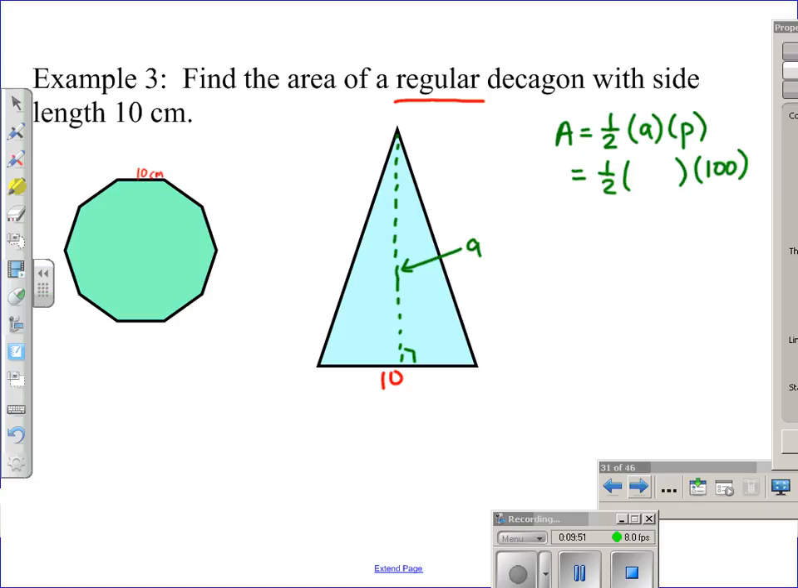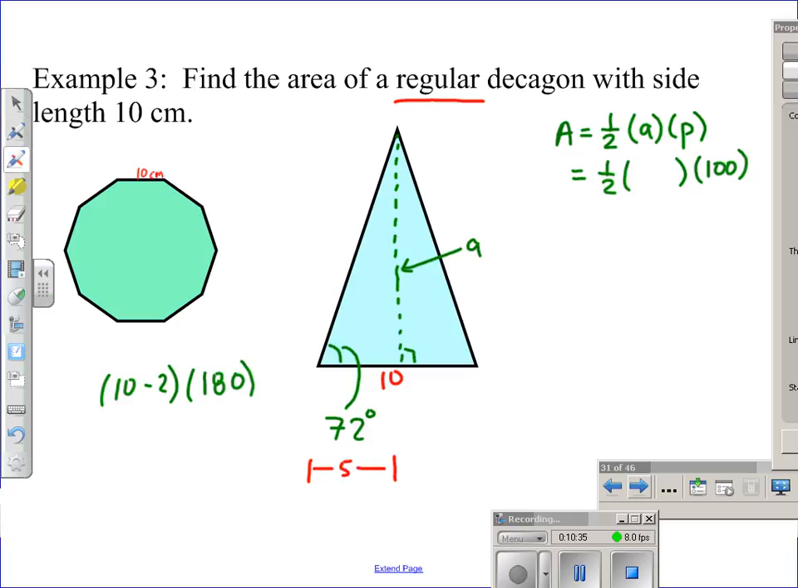Once again, we're going to have to find out what this angle measure is, and we're going to do it just like we did last time. This time we have 10 sides minus 2, multiplied by 180. That's going to give us the sum of the interior angles for this decagon. Then we take that, divide it by 10, and divide that by 2 to figure out that this angle here is 72 degrees. Once we figure out that angle is 72 degrees, then we know that this length is 5.